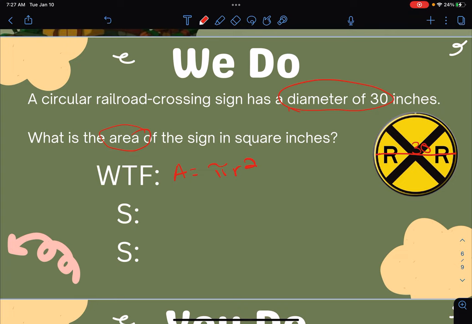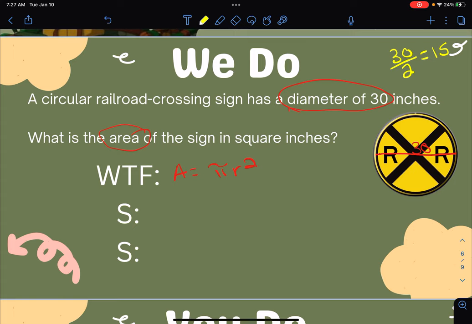But we're given the diameter. So what did we just say we have to do with our diameter before we substitute? That's right, divide by 2. So 30 divided by 2.